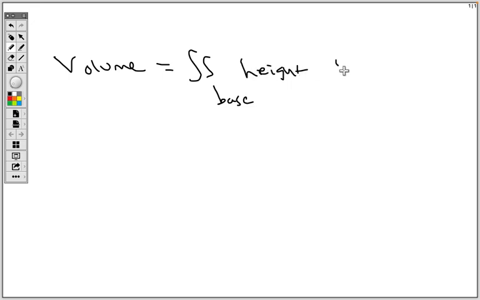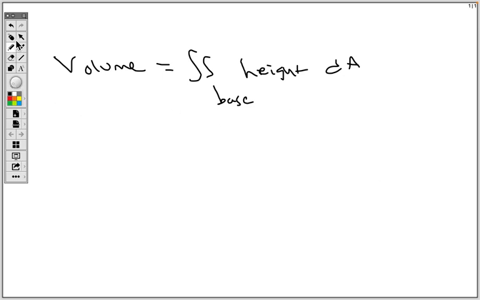Okay, and so we had the sort of generic formula for volume. We could get the volume by doing a double integral over the base of the height dA, and depending on what plane we chose to project the solid into, the height could be in functions of z, functions of x, or functions of y. Okay.